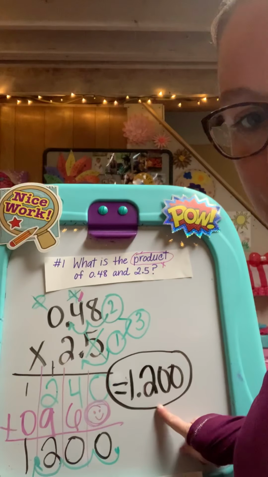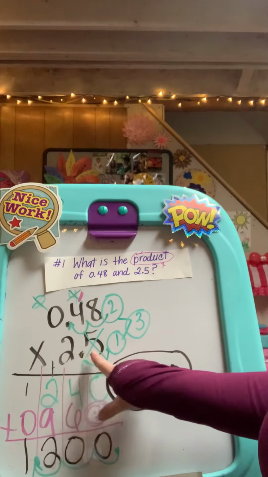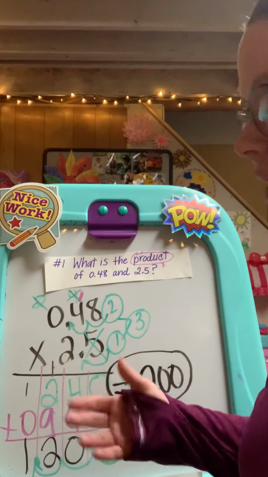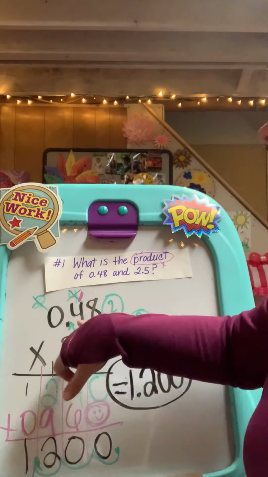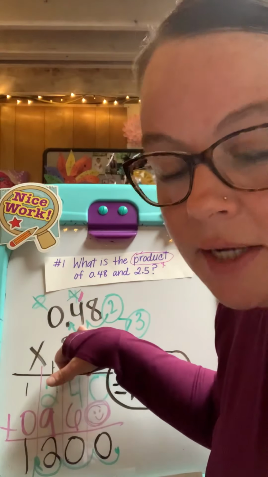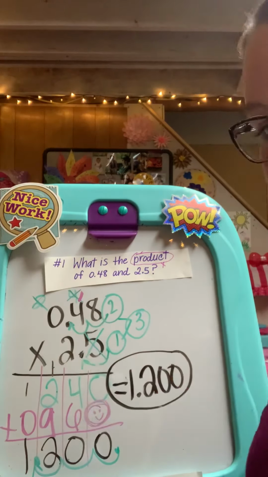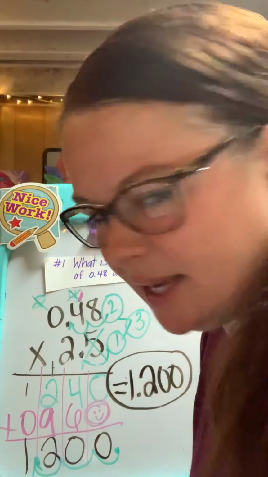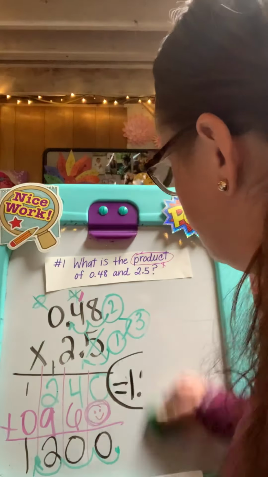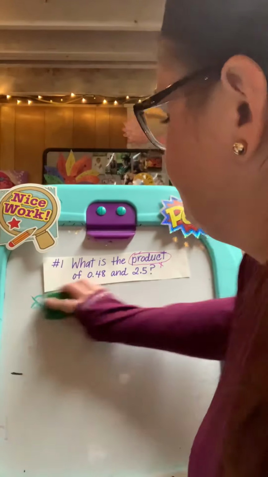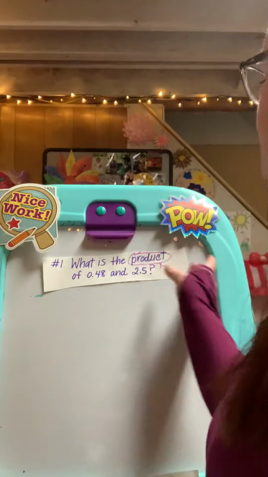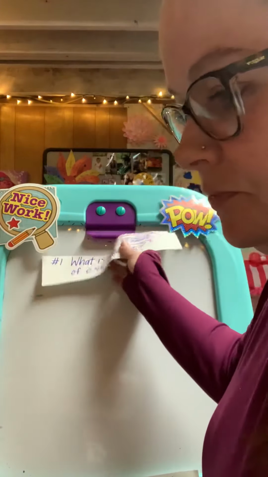I know it's reasonable because here 2 and 5/10 is about 3 wholes. And if I multiply it by something less than a whole, my product is going to go down. Always check and say, does my answer make sense? Is it reasonable? All right. Let's try problem number 2.